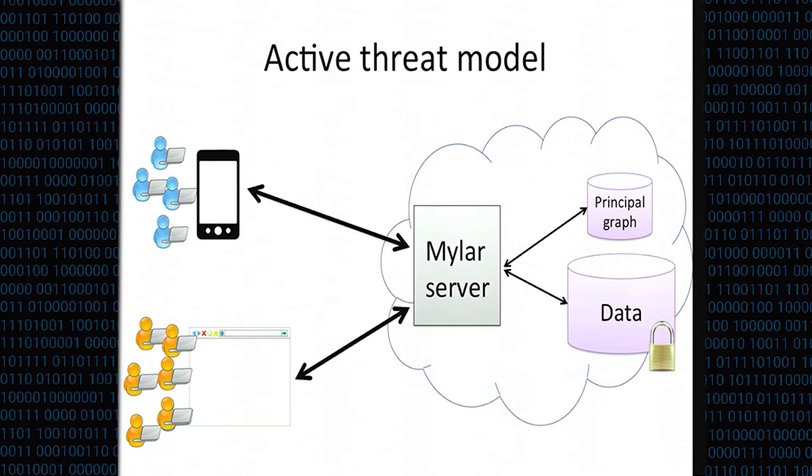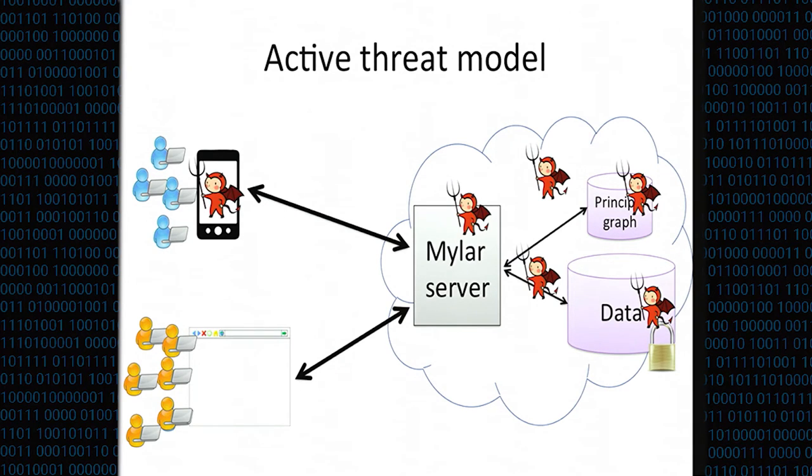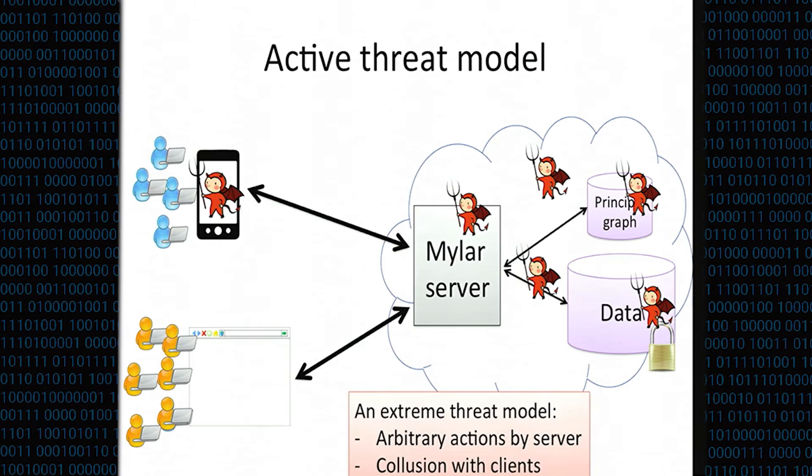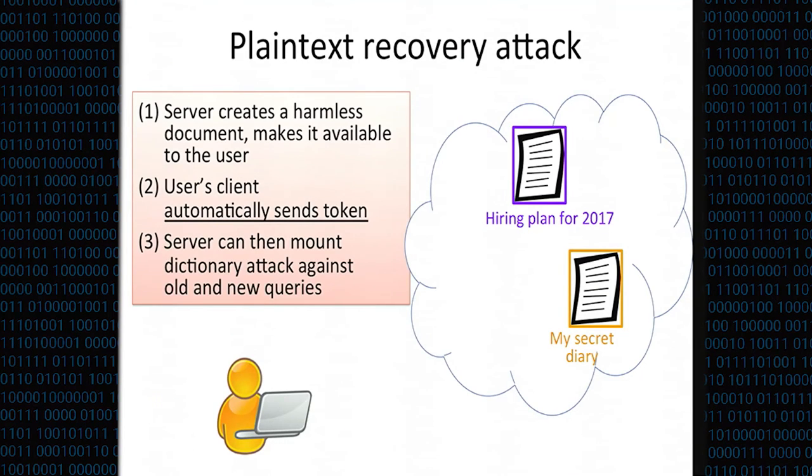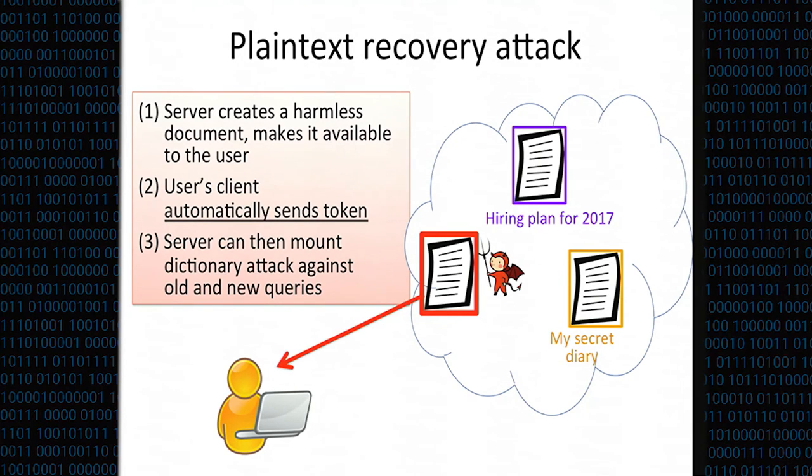So the next threat model and attack I'll talk about is the active threat model. And this is where the adversary can do whatever it wants. And in fact, it can collude with some users as well. Our attack allows us to recover the plain text of documents. It can work in one of two ways. The first way is basically the adversary creating a harmless, innocuous, or even empty document on the server and sharing it with the orange user.